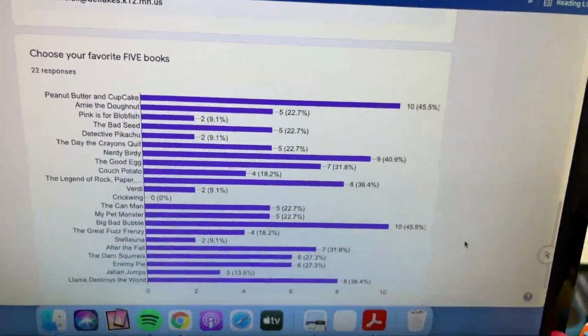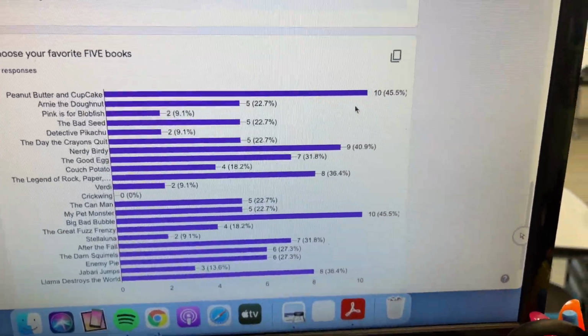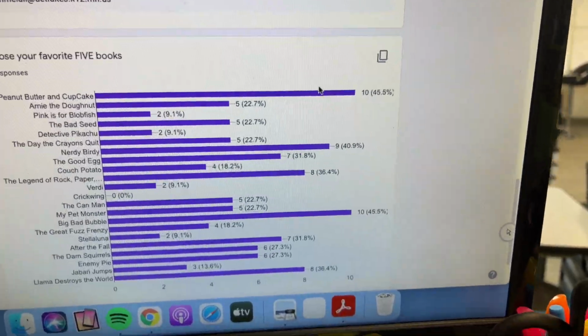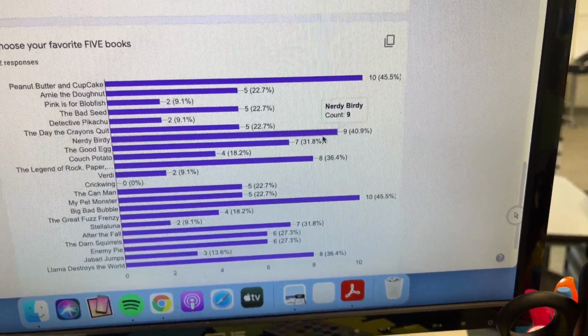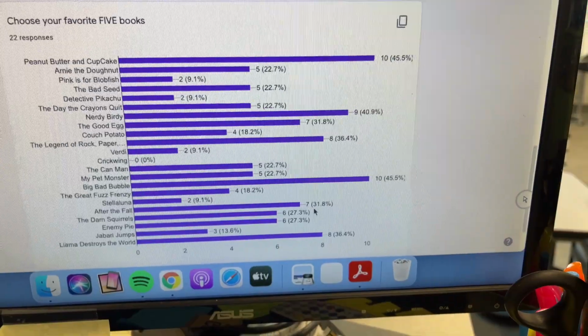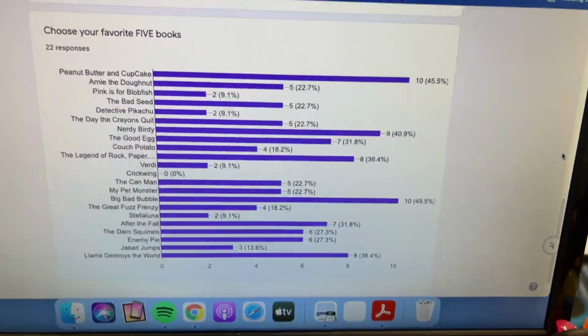I like doing it on Google Forms because I get the feedback instantly. So Big Bad Bubble, Peanut Butter and Cupcake were two of our top ones. Nerdy Birdie, The Good Egg, The Legend of Rock, Paper, Scissors, Llama Destroys the World. So I just chose the top 16 from there. And then we repeated the same process for chapter books.